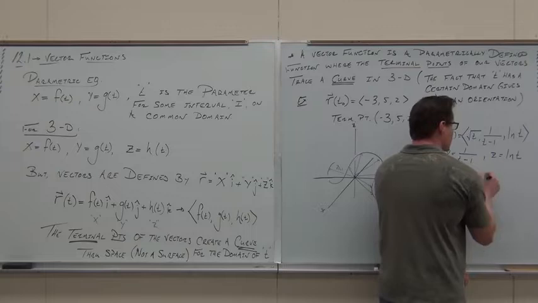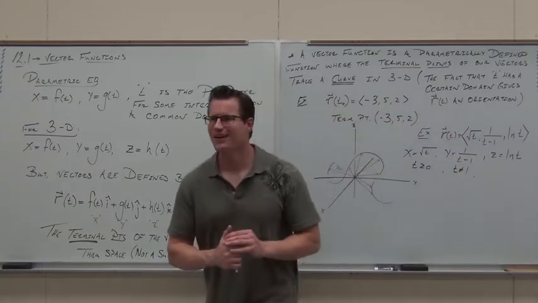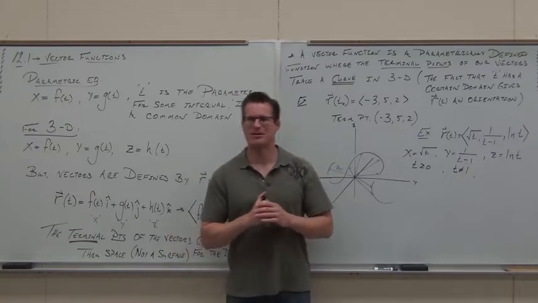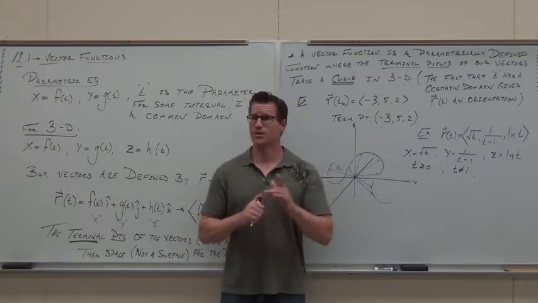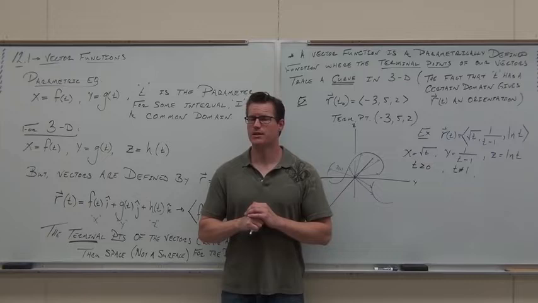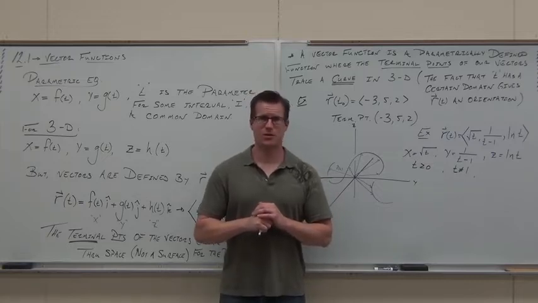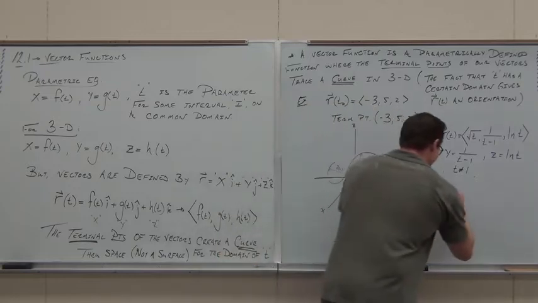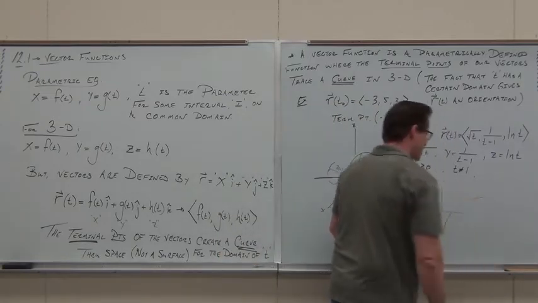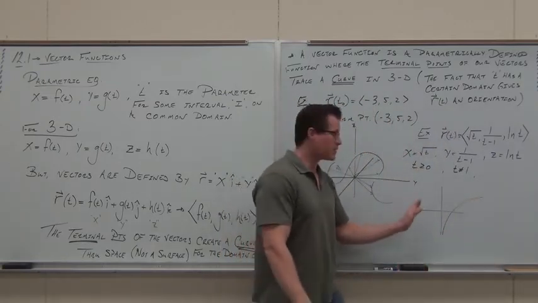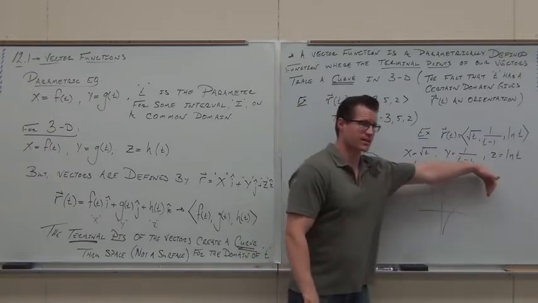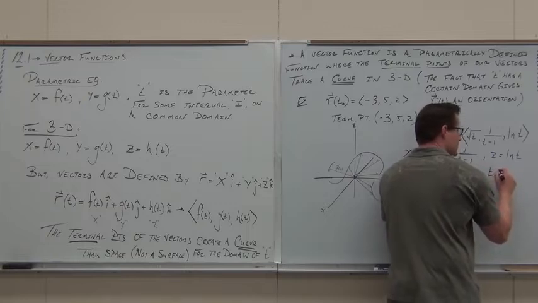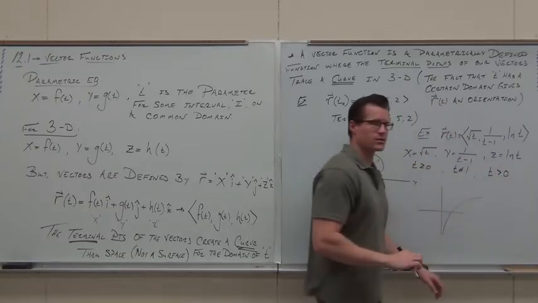How about the z? Do you remember what I can plug in for t, for ln of t? Can I plug in 0? No. Can I plug in negatives? No. Do you remember what the graph looks like? It looks pretty much like that. So anything positive I can plug in, but not 0, because as I go to 0 from the right, I get negative infinity. So this says t has to be strictly greater than 0.